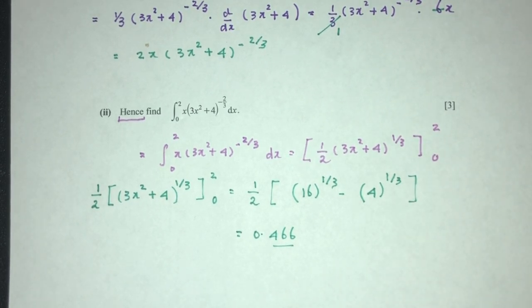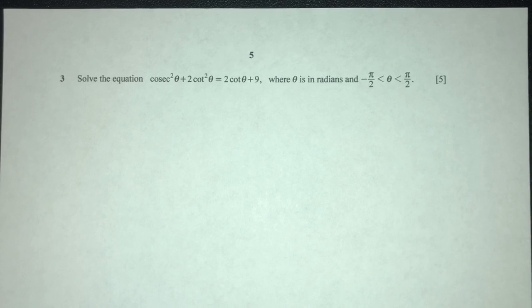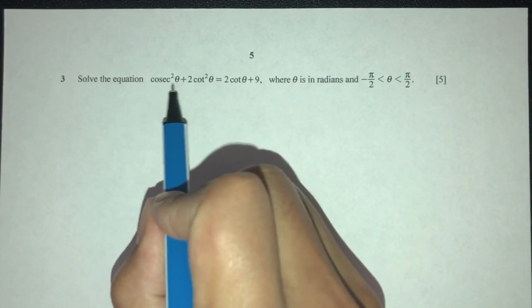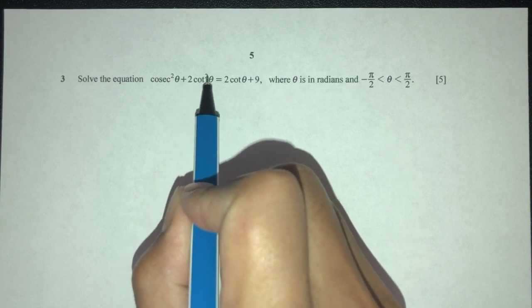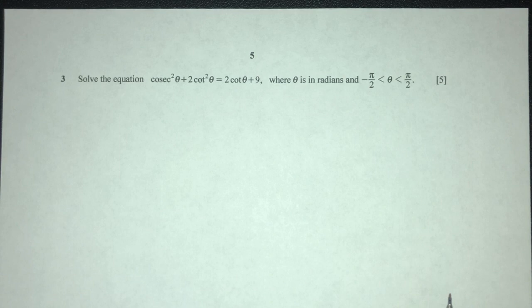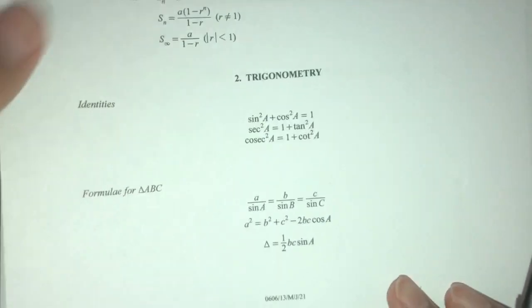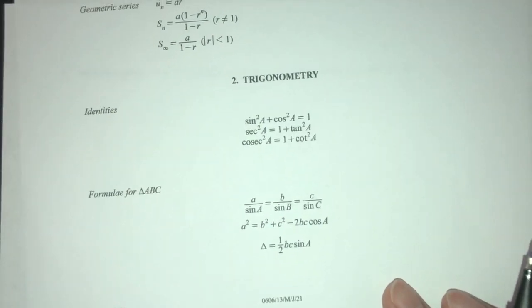Now this is your question number 2. Now let's move on to question number 3. So here we have to solve the equation cosec square theta plus 2 cot square theta equal to 2 cot theta plus 9. Now here what can we use? There's obviously many ways to solve this question, but let's observe from the list of formula to see what we have or what can we use to solve this one.